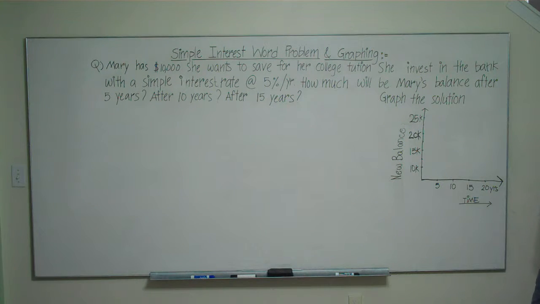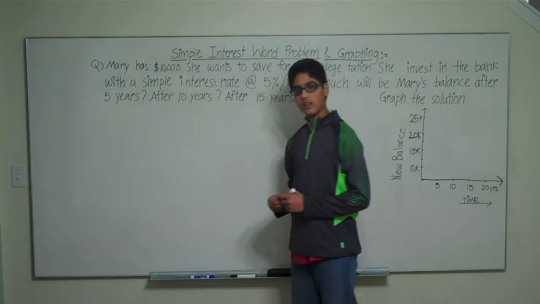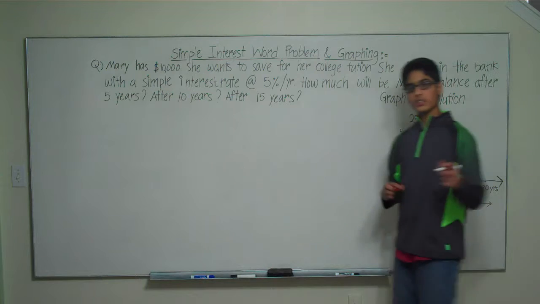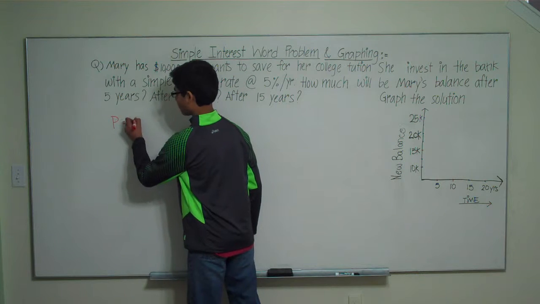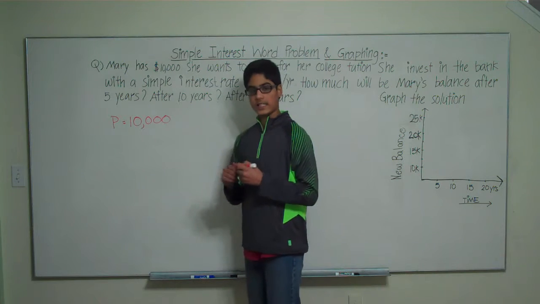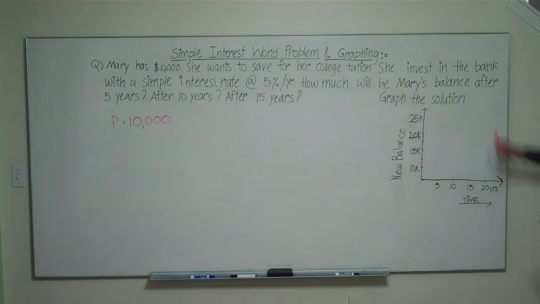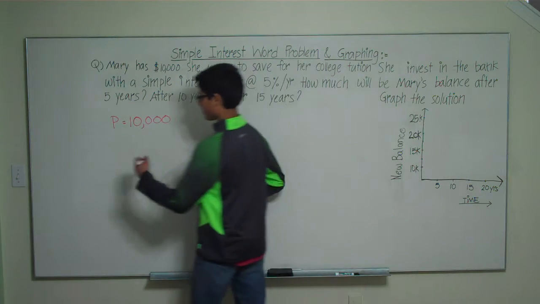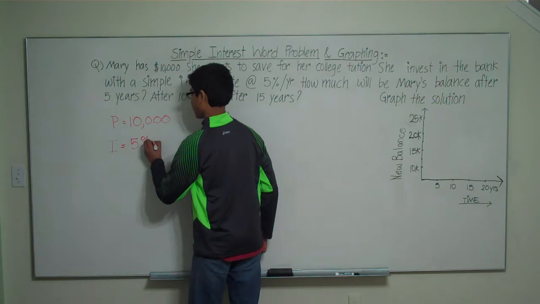Graph the solution. So, we know that Mary has $10,000 and she wants to save for college tuition. So she invests it in the bank. So this means that the principal amount, P for principal amount, is equal to $10,000. The principal amount is how much you invest in the bank at first. Now, she invests in the bank with a simple interest rate at 5% each year. So the interest, I for interest, is equal to 5% each year.